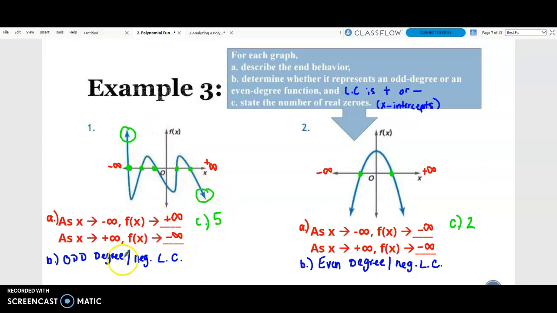Since they're opposite, the polynomial is an odd degree. Since the right side is going down, the leading coefficient is negative. And there are 5 real zeros. If you count them, count the x-intercepts, there's 5 of them.